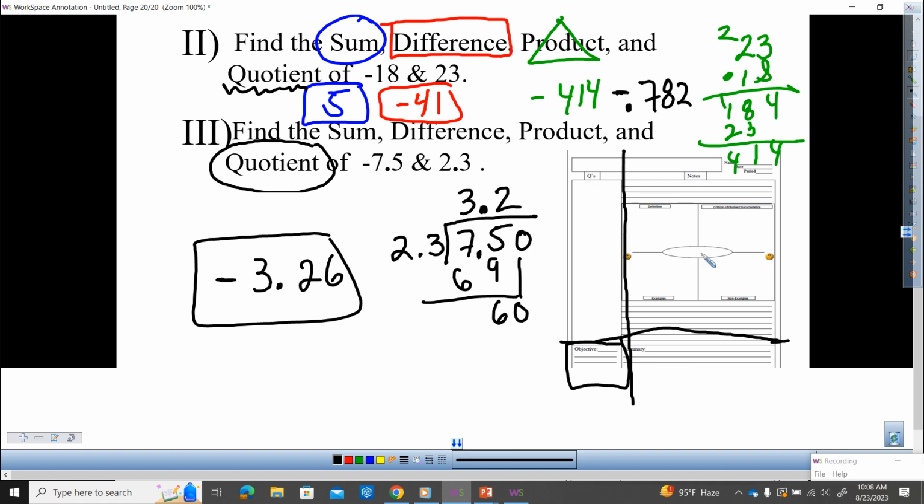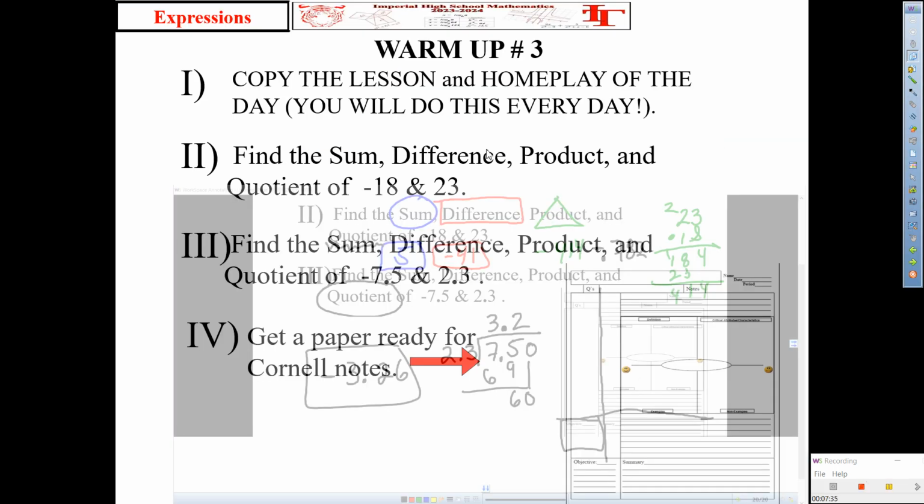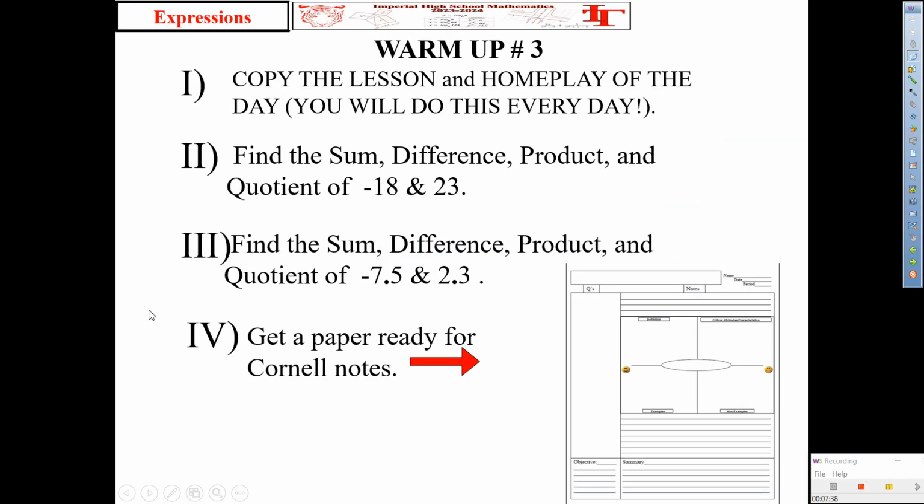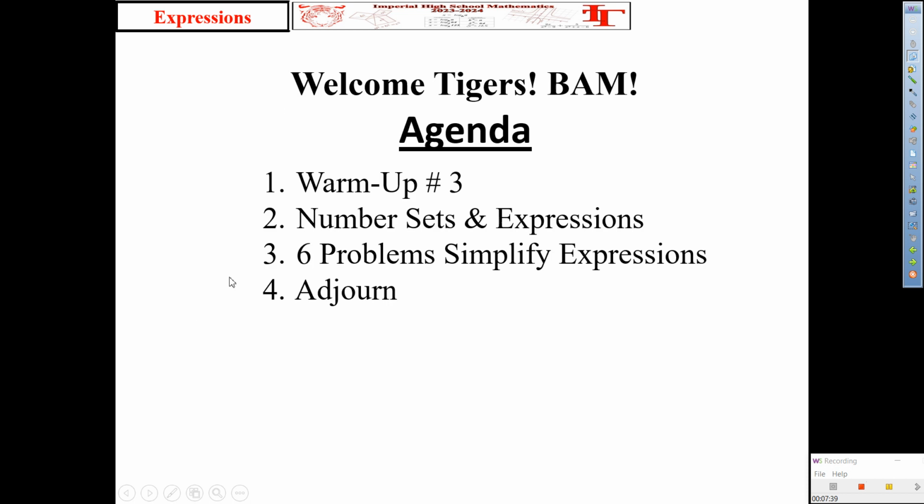I'll give you some time to set up your page a little bit more, but what is written right after the warm-up? Tell your neighbor, what do we write right after the warm-up? Yeah, here's the agenda. Write that down, please. Agenda for today, we got warm-up number 3, which is already done. We are going to get into number sets and expressions. And today we're having 6 problems for simplifying expressions. And if you notice, the word expression is coming up a lot, so today we're going to be focusing on that. So I'll give you some time to copy that.